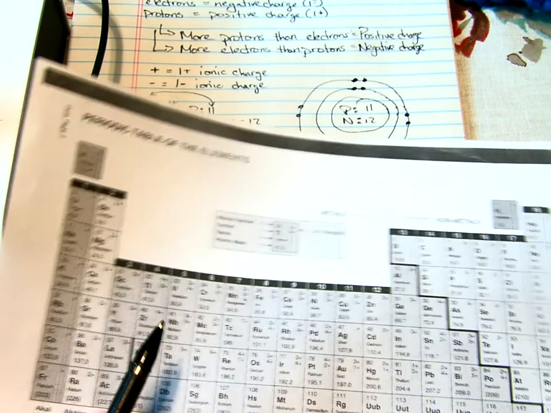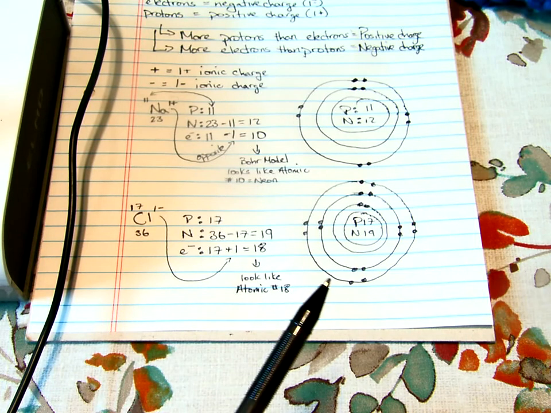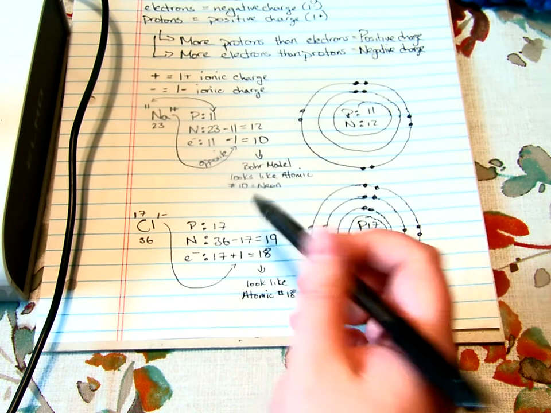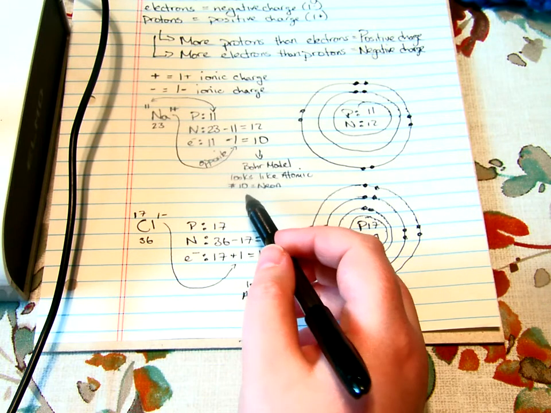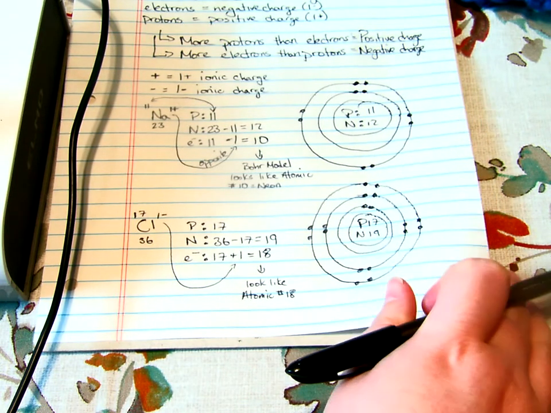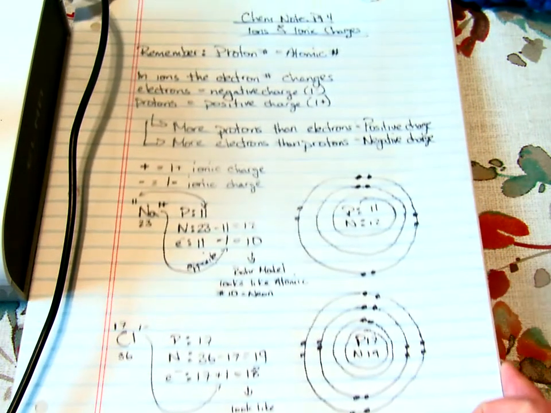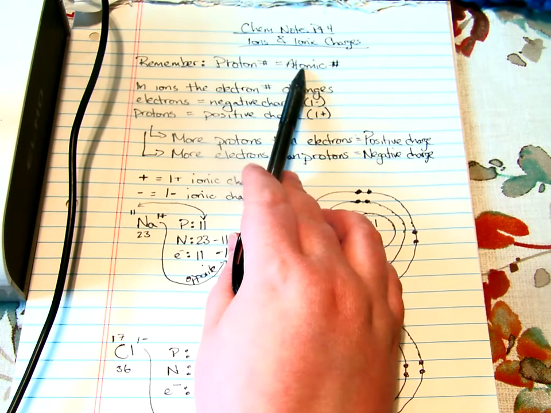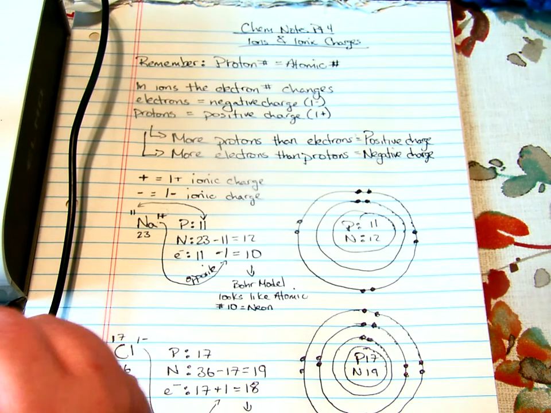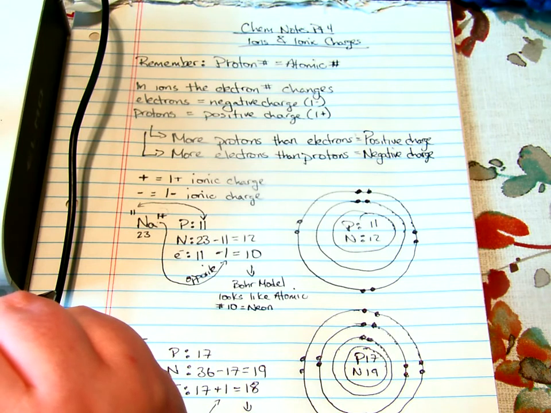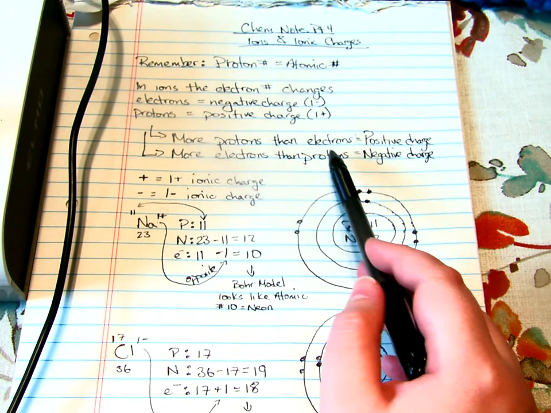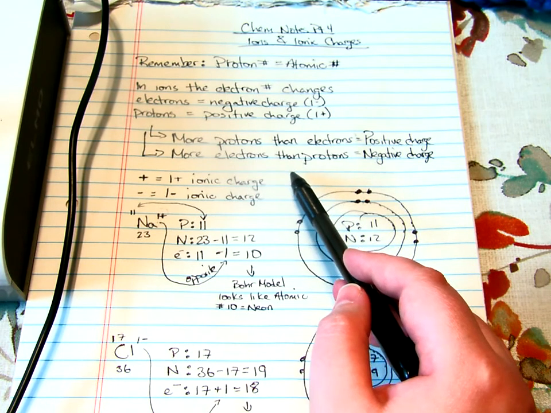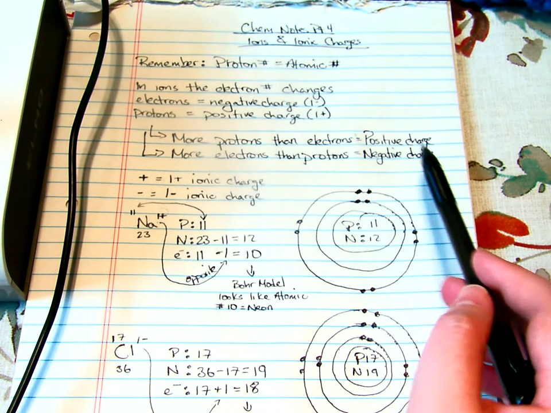Okay, so quick little recap, what's important? Remember that your electron number tells you what your Bohr model is going to look like when you are in ions. Remember that our proton number is always equal to the atomic number. That doesn't change. And remember, if we have more protons than electrons, we're going to have a positive charge overall. More electrons than protons, negative charge.